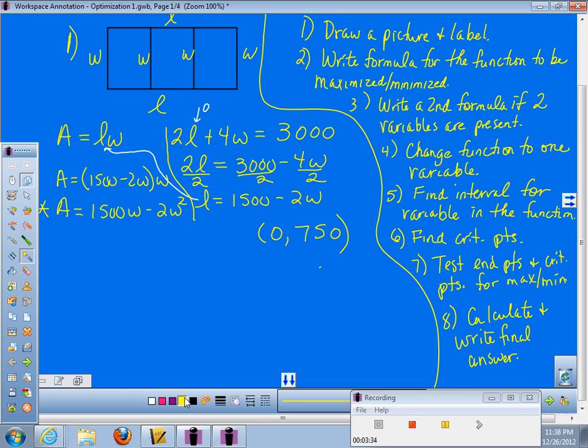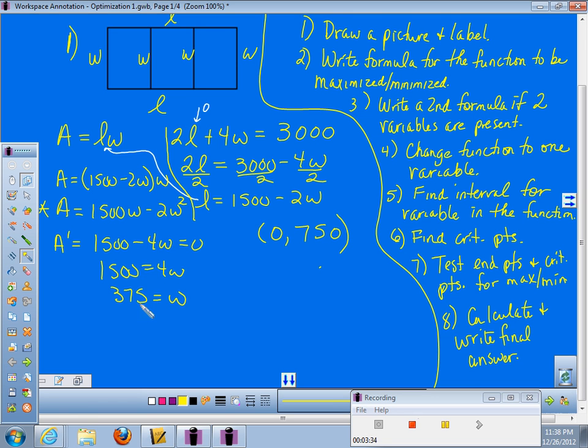Step 6 says we've got to find the critical point. So come back over here to your function and do the derivative. That's going to give us 1,500 minus 4W, which is going to be no big deal to solve. 1,500 equals 4W, which means W equals 375.